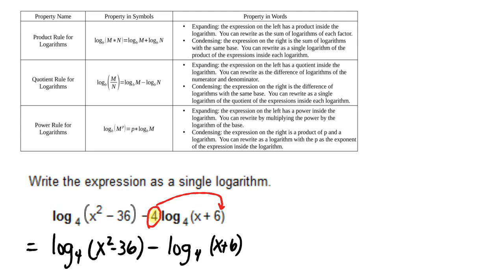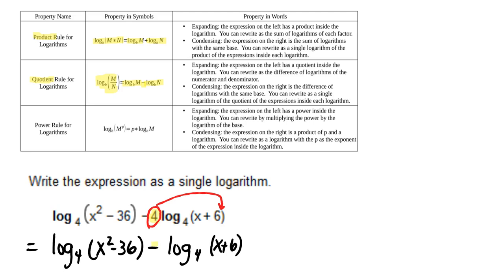We've got to do that property first, because if you'll notice, the other two properties, the product rule and the quotient rule, don't have any coefficients on the logs when you condense them. So there's no number multiplied on our property when we condense it. So we have to have no coefficients on those logs before we condense to a single log.